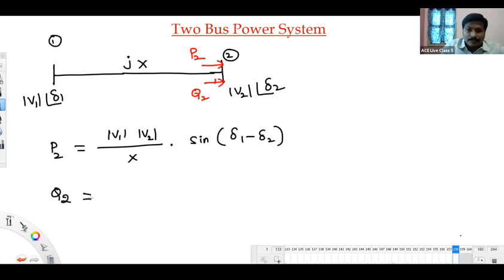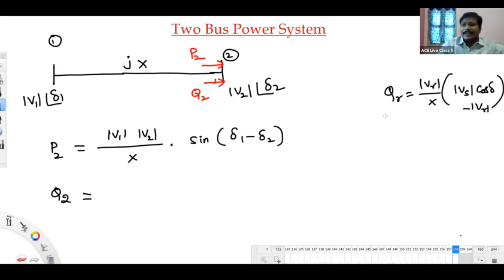What is Q2? Tell me please, Q2. I'll tell the QR equation. The QR equation we have written earlier is |VR|/X into |Vs| cos delta minus |VR|. That |VR| we have to replace with |V2|, |Vs| we should replace with |V1|, and delta we have to replace with delta 1 minus delta 2.